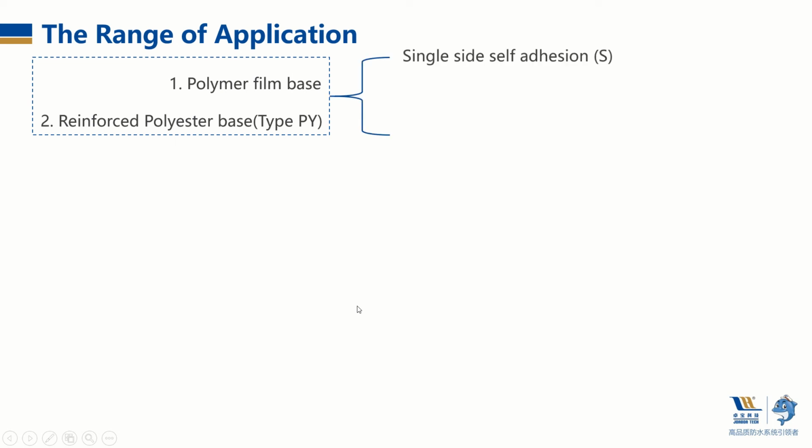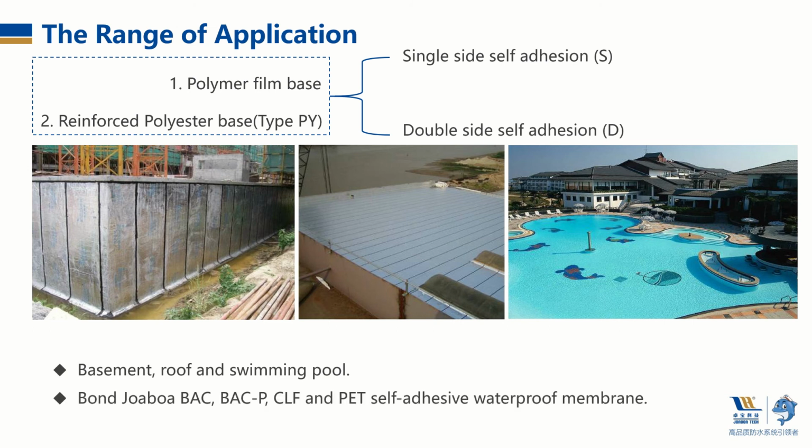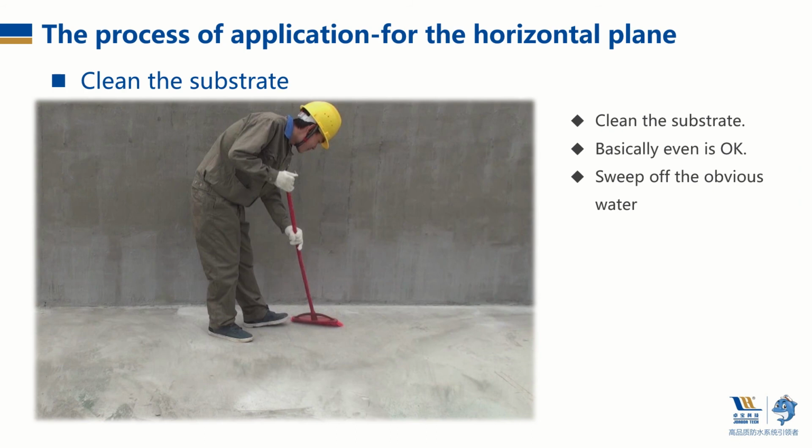Wet application can be bound with the polymer film base or reinforced polyester base, both single-side self-adhesive and double-side self-adhesive waterproof membrane. It can be applied for the waterproofing engineering of basement, roof, and swimming pool. It can bond durable BAC, BACP, CLF, and PET self-adhesive waterproof membrane.